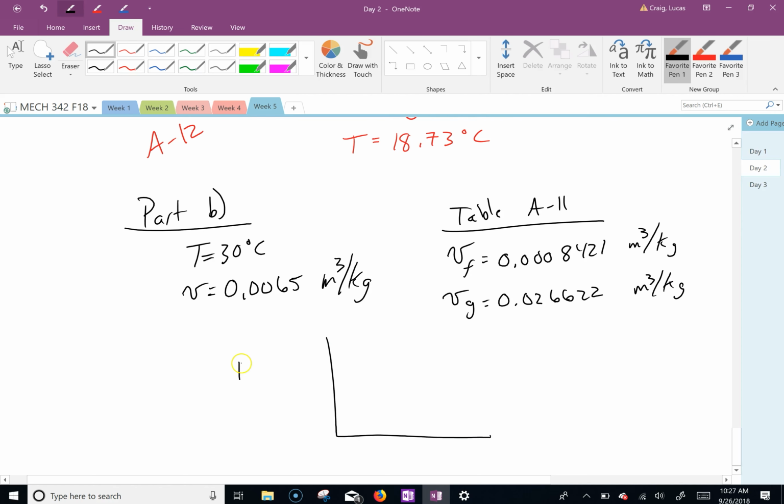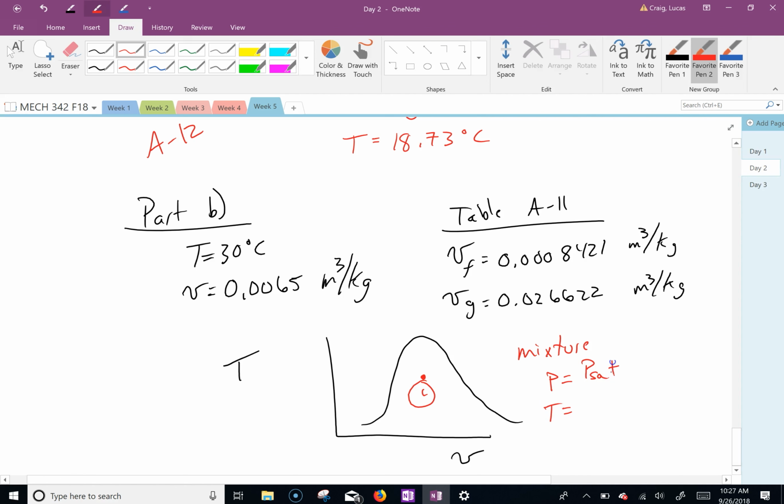So when we draw this vapor dome, what do we find out based on those? Where is V? Where are we? In the middle. We're in the middle, so we're a mixture. And what is your P equal? And your T equal? They're all P sat and T sat, right? So this is 30 degrees, and the pressure comes out to be 771, sure, I'll round up, kilopascals.